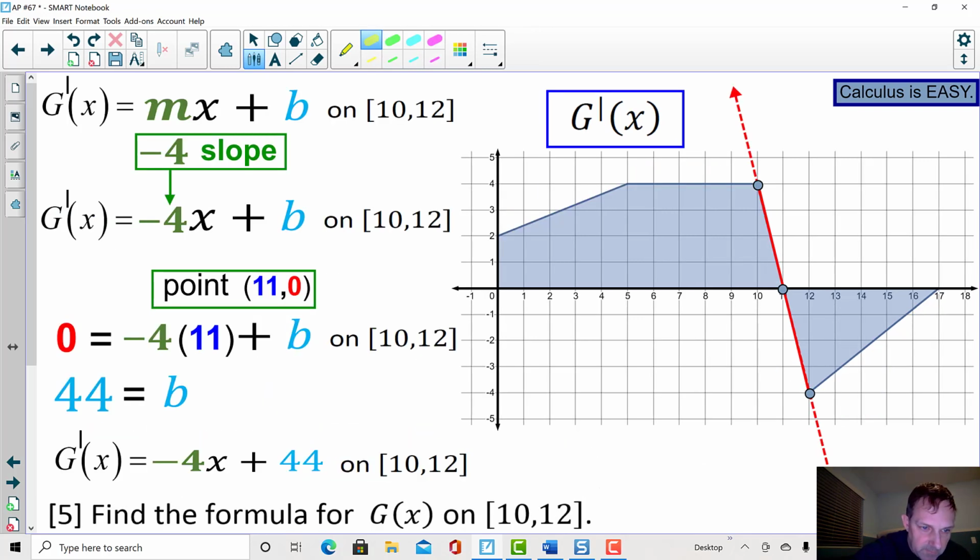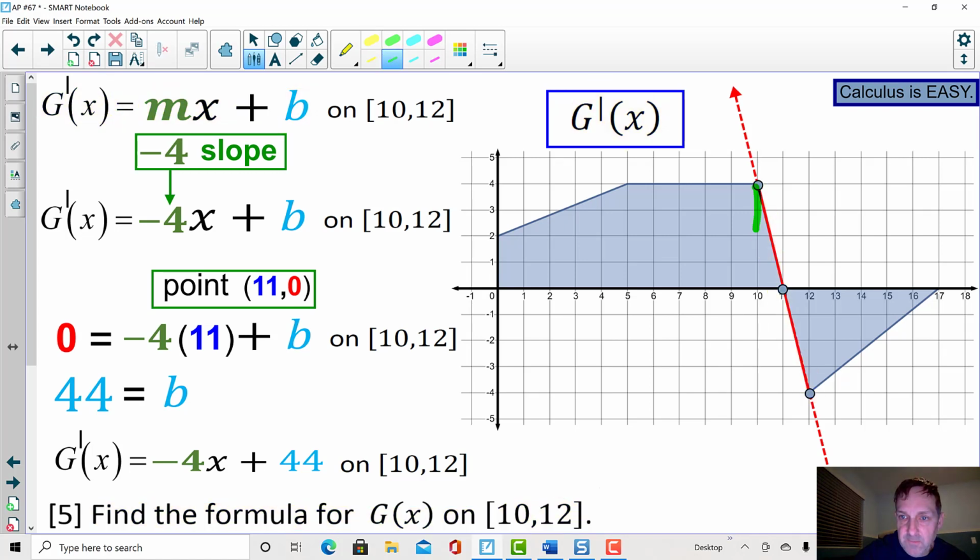Okay, this is our last example. It says find the formula for g on the interval from x equals 10 to x equals 12. So if you look at the graph, that's going to be this part right here. We're going to ignore the rest of the graph, and on that interval, our g prime is just a line. So our g prime can be written as y equals mx plus b, because it's just a line.